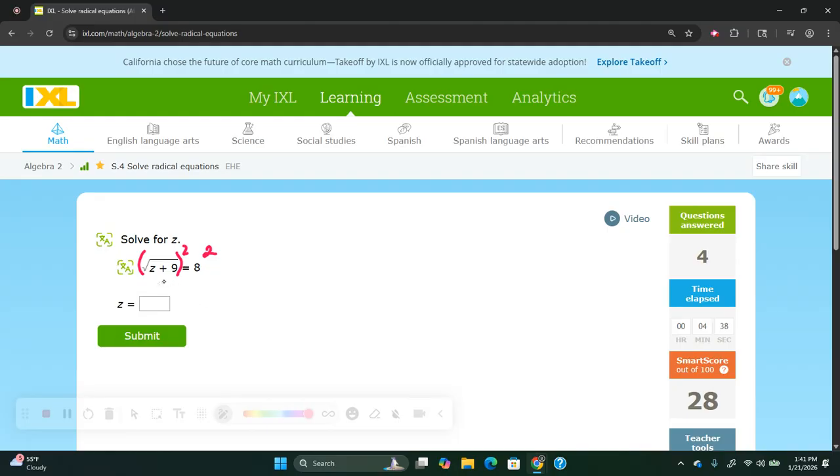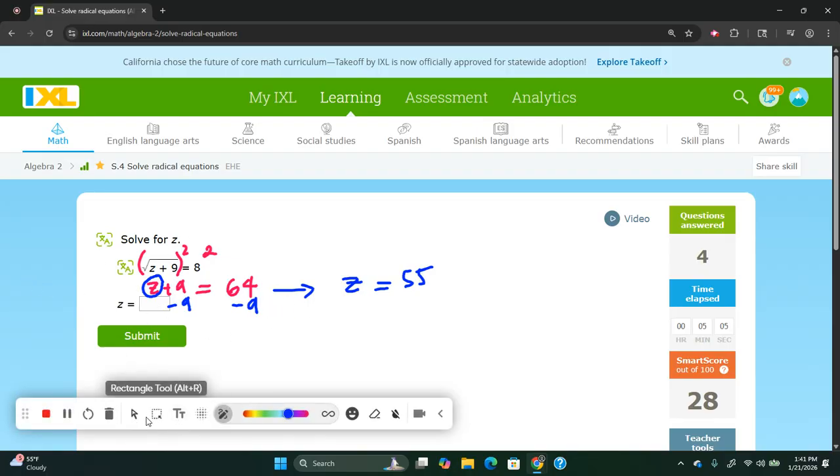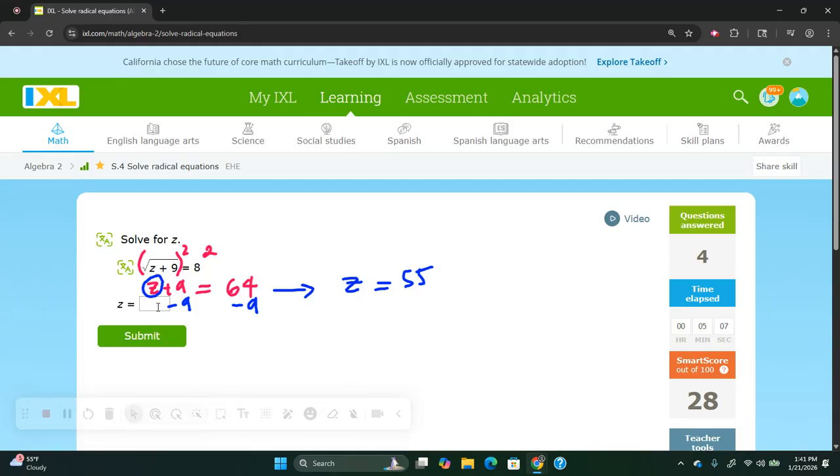Okay. So you can see the left side, you come out Z plus 9. But the right side is 8 squared, which is 64. But take a look at this. You want to solve for Z, you still have the number 9 over here, so you don't want the number 9, you subtract 9 on both sides, okay? So you come out Z equals 64 subtract 9, that becomes 55. So the answer is Z equals 55.